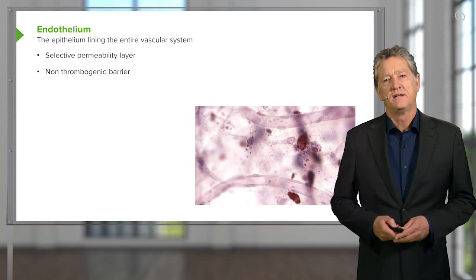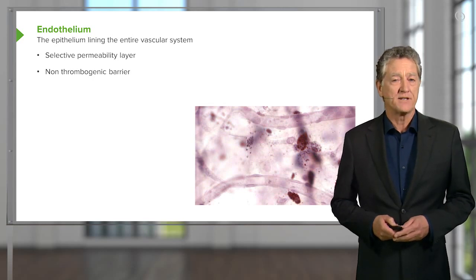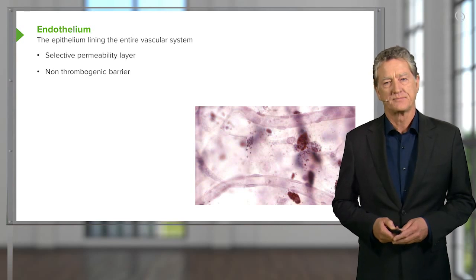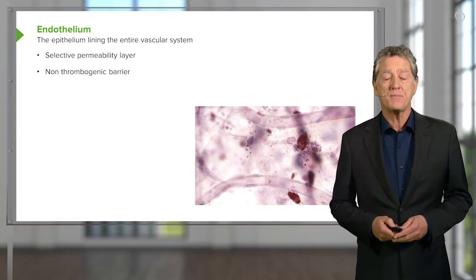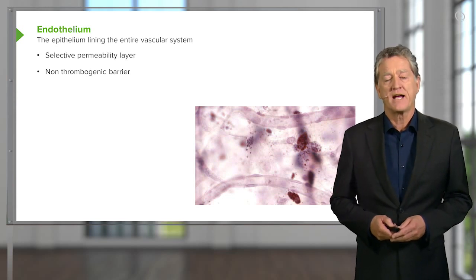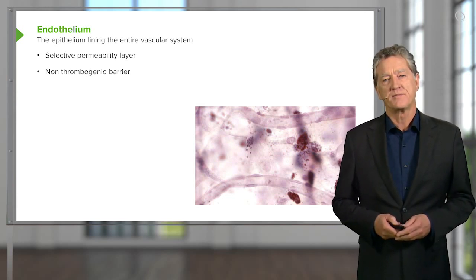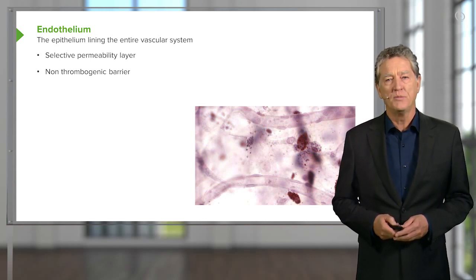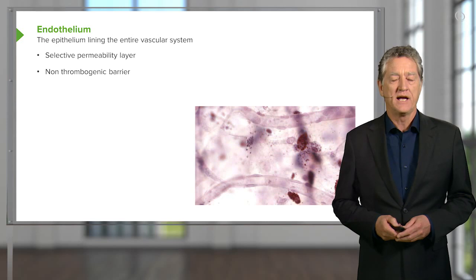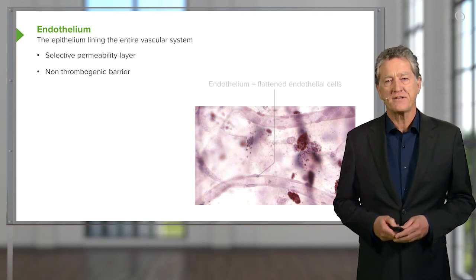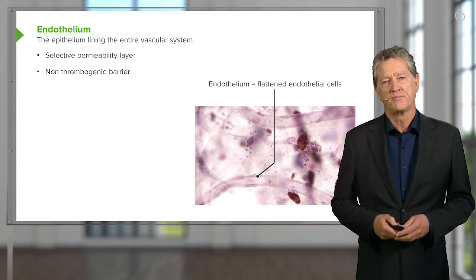First of all, let's clearly understand what we mean by the term endothelium. Endothelium is a very special name given to the epithelial lining throughout the cardiovascular system. It's the thin epithelium that is in contact with the lumen of the blood vessels and even the lumen of the heart. It consists of a very flattened, squamous epithelial cell.